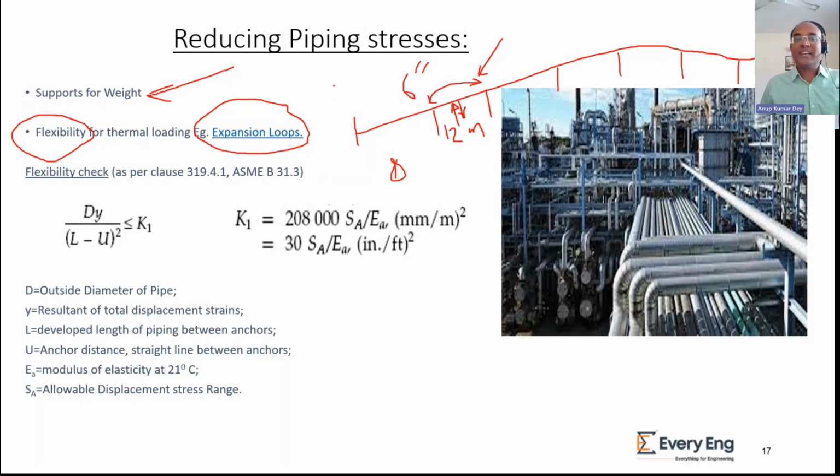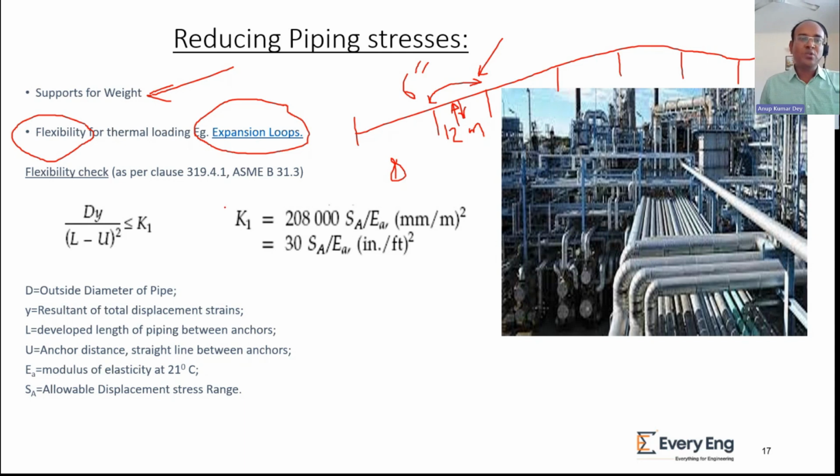The use of expansion joints is also one of the methods to reduce expansion stresses, but expansion joints are usually not suggested because first of all they are costly, and also there will be rigorous maintenance requirements. So that's why as much as possible it is avoided.